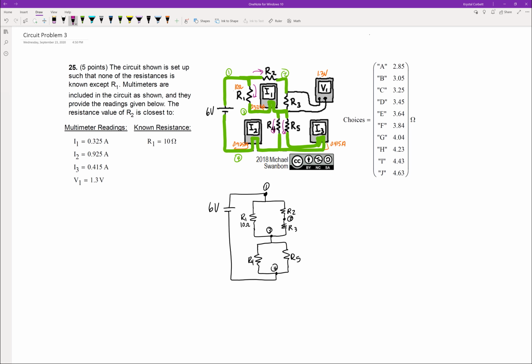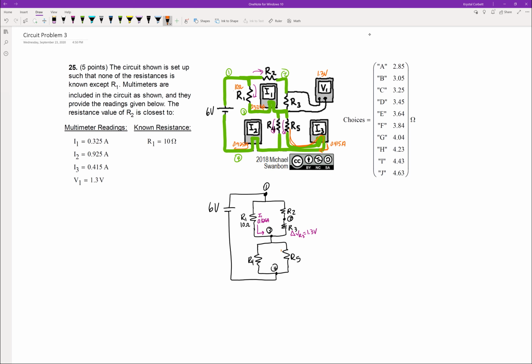I know that the current that passes through I1 is 0.325 amps. That's the current after it passes through R1. So I can draw that current here and label it as 0.325 amps. Then I know that the voltage drop across R3 is equal to 1.3 volts. Current I3, which is the current that passes through R5, is 0.415 amps.